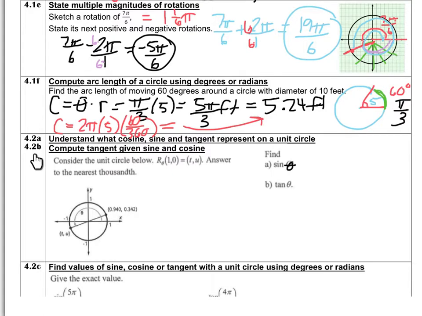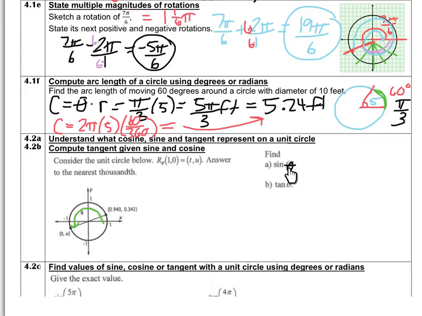4.2a and b are together. We're going to understand what cosine, sine, and tangent represent on a unit circle, and then compute tangent given sine and cosine. So what we have here is a unit circle. It says they're going to rotate the point 1, 0, which is right here, that radius. And when they do, they rotate it and land it at the ordered pair t, u. So what they did is they moved this theta movement and landed at t, u.